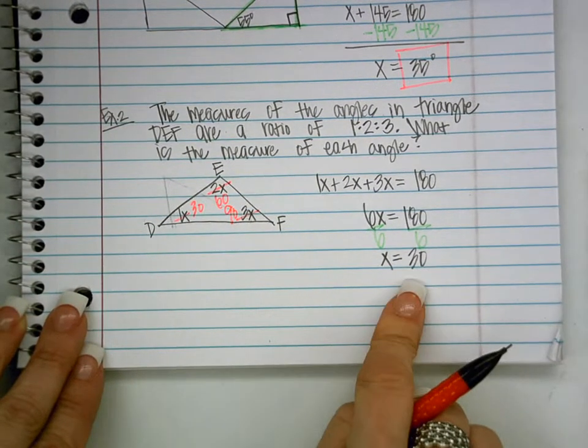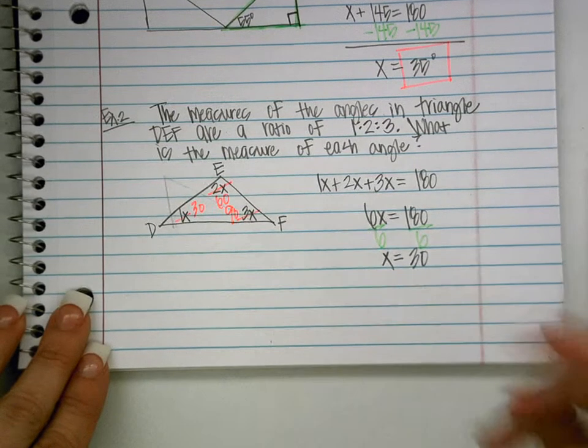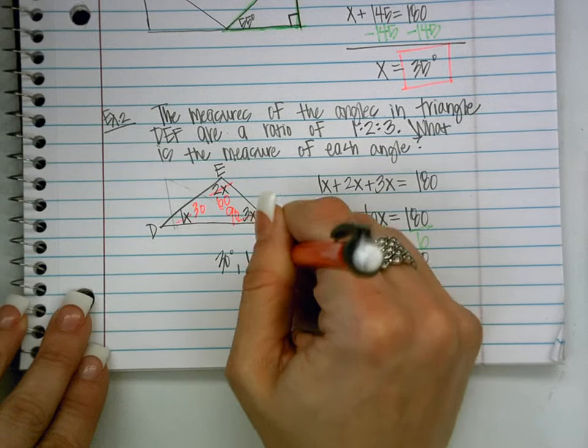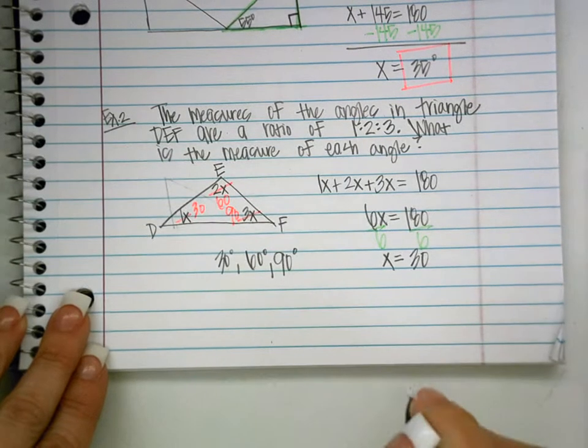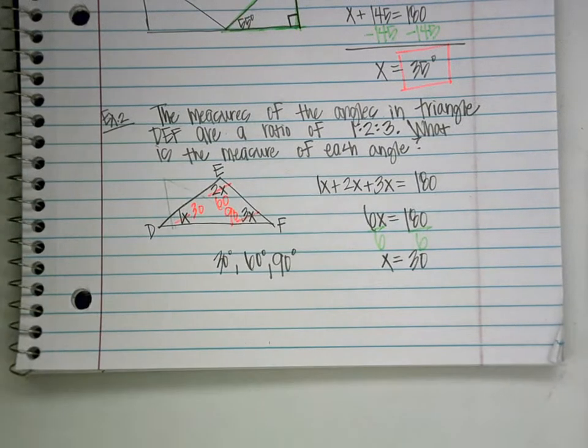So after you find your x, you have to make sure and plug things back in. So your answers would be 30 degrees, 60 degrees, and 90 degrees. They all together still add up to equal 180 degrees. Questions on how I did that?